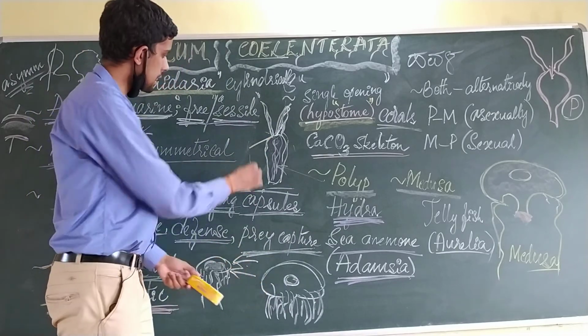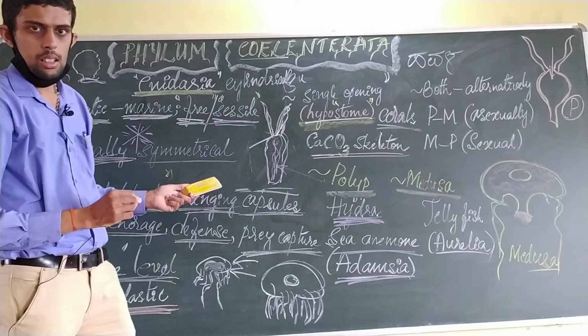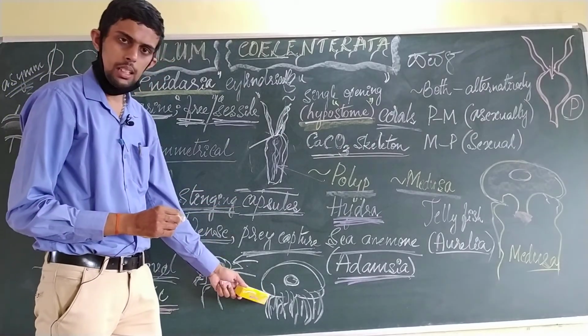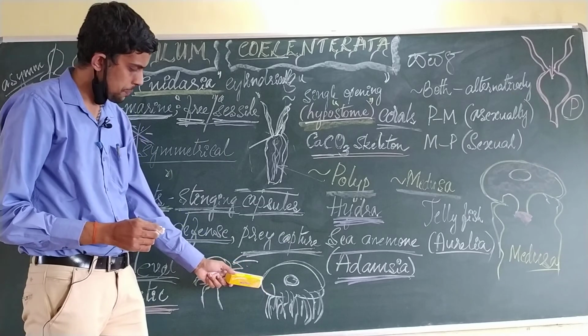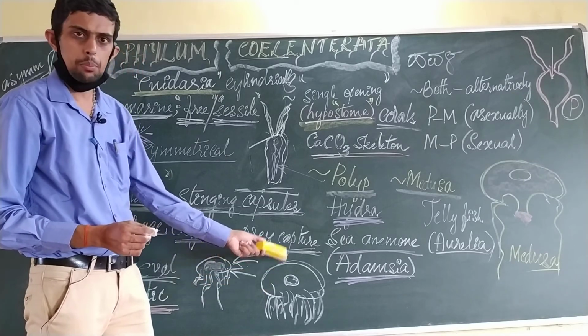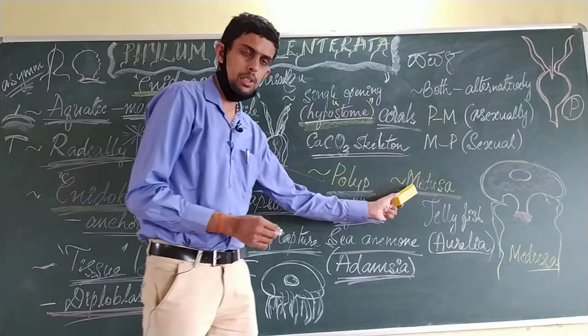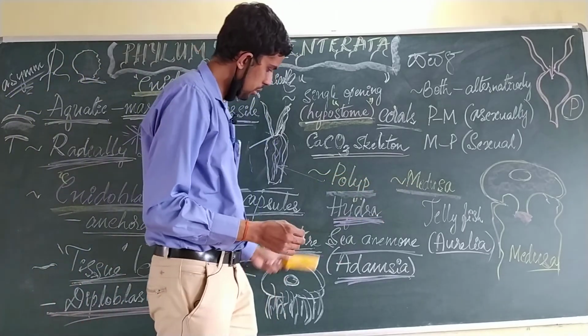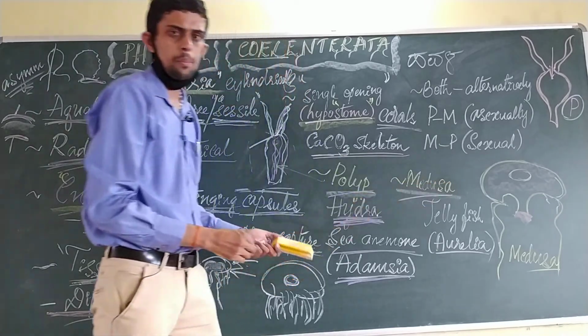And these tentacles comprise cnidoblasts. Understood? So that helps in capturing prey, anchorage or defense. So this is another type of body morphology, and that is called the medusa. Got it? So there are two types. One is polyp and the other one is medusa.